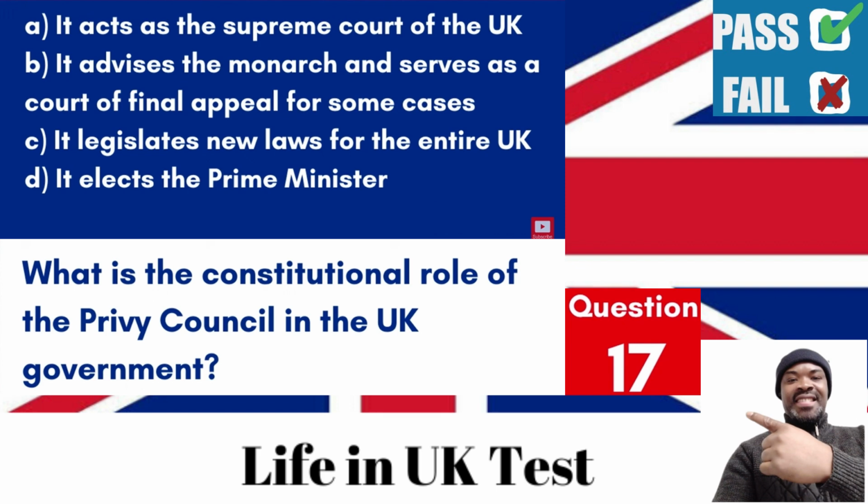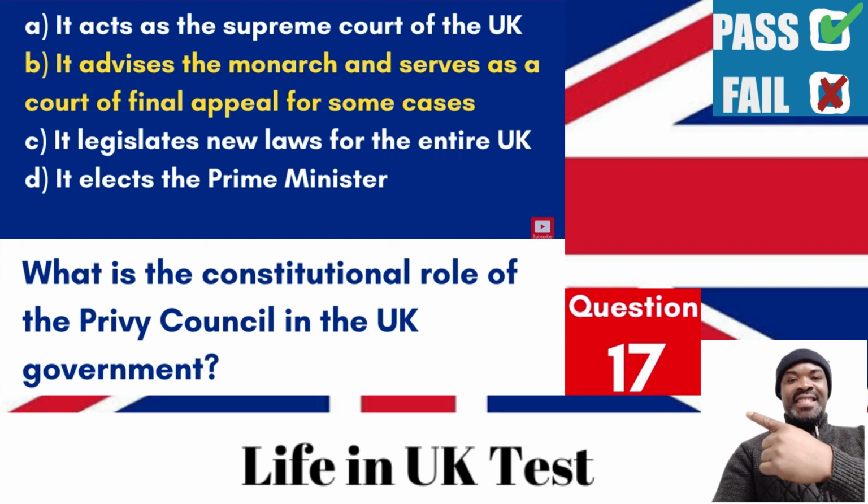Question 17. What is the constitutional role of the Privy Council in the UK government? A. It acts as the Supreme Court of the UK. B. It advises the monarch and serves as a court of final appeal for some cases. C. It legislates new laws for the entire UK. D. It elects the Prime Minister.